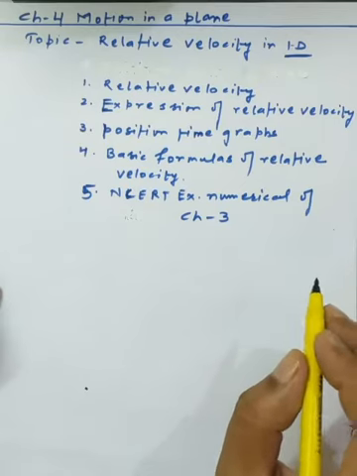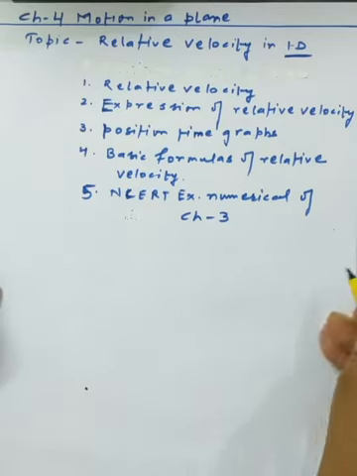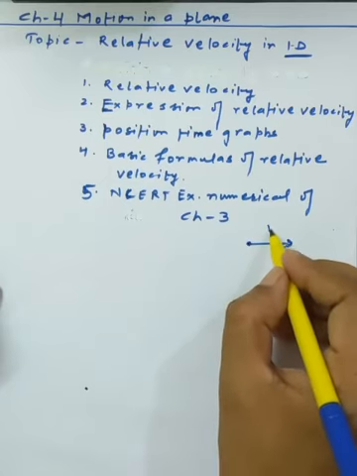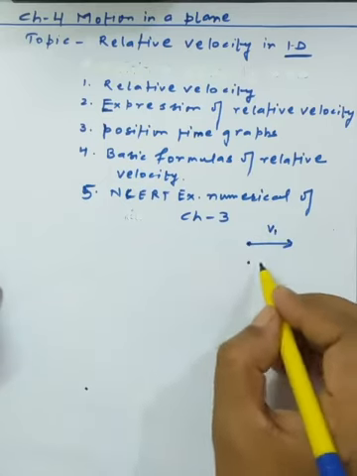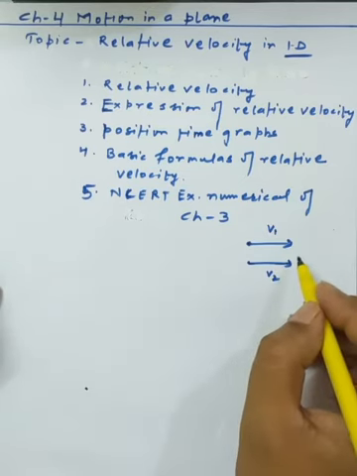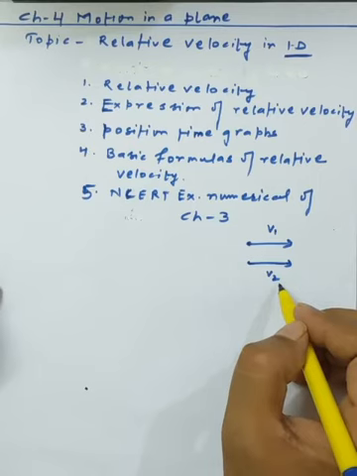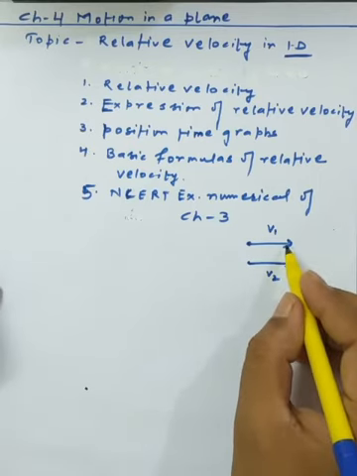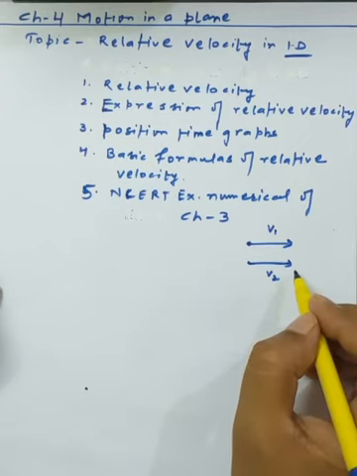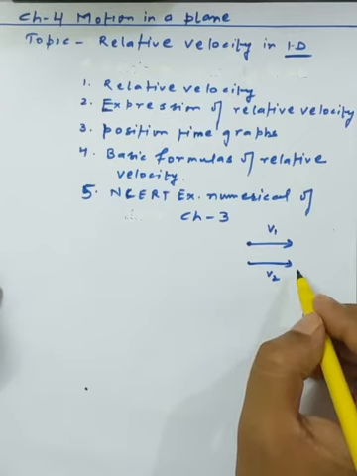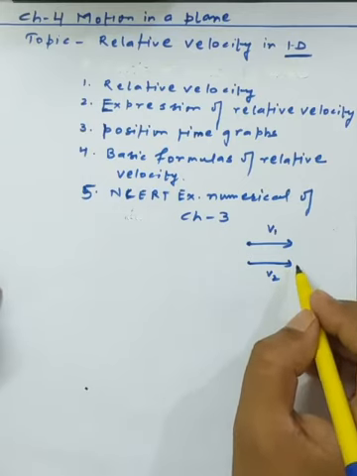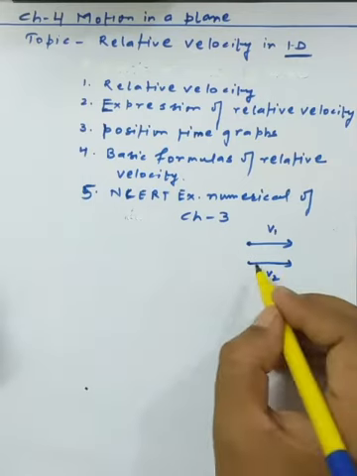So we are assuming two objects, object 1 and object 2. This is object 1 having the velocity v1, and this is object 2 having the velocity v2, and both are moving along the same direction. So the velocity of object 2 with respect to 1, whenever both are in motion, is the time rate change of position of object 2 with respect to that of object 1. It is the basic concept of relative velocity.